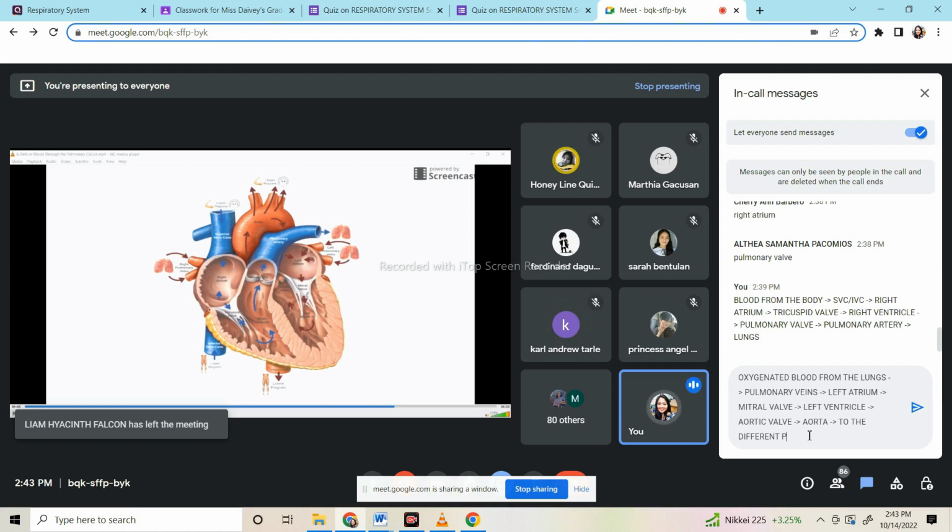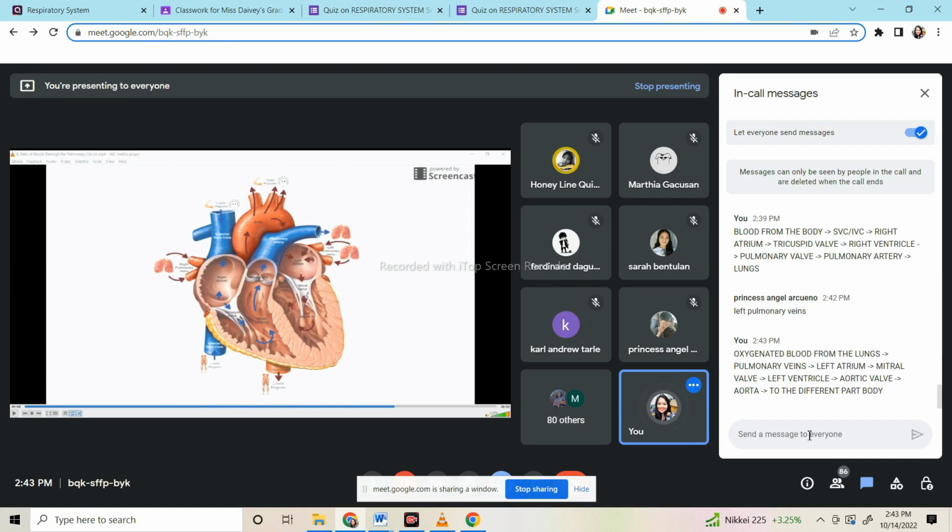Ibig sabihin, kung nakuha nyo ito without looking at your notes, nakuha nyo yung lesson about this one. So, this simply concludes our lesson about the circulatory system.